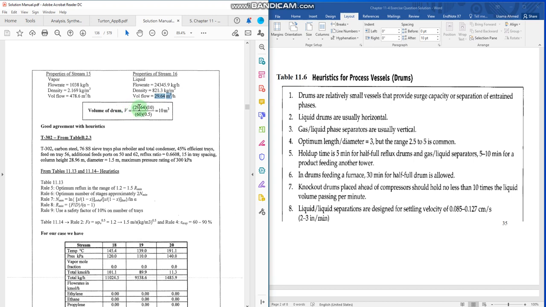So this one, 29.64 divided by 60, so we have converted hours into minutes, and then we multiply this with 10 to get the liquid hold up required for 10 minutes of flow. And then we have seen that this is the information for half full reflux drums. So we have to consider the other half of the drum also to estimate the value of the total volume.